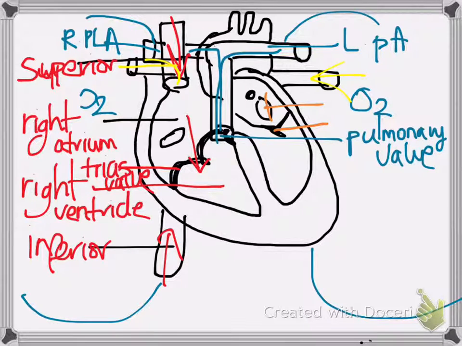It then has to go through another valve which takes it to this big aorta. This is my aorta. This valve over here is called the aortic valve because it takes the blood to the aorta.